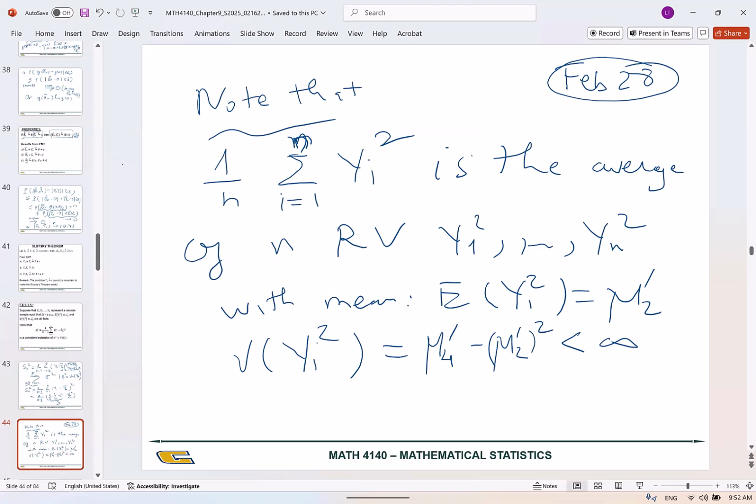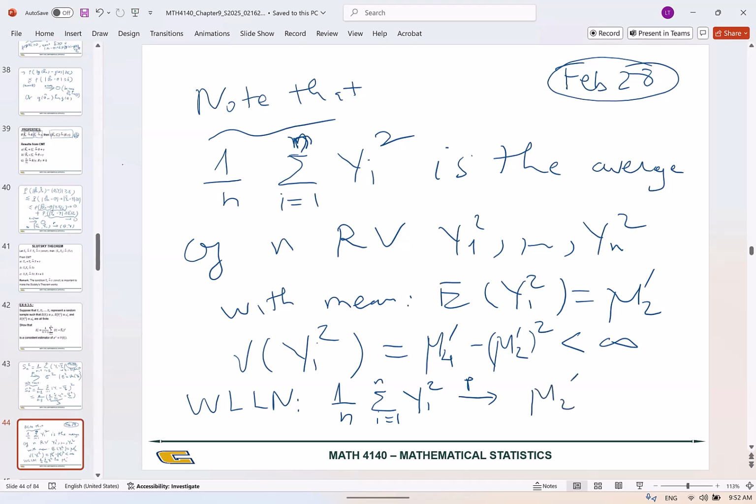So from the weak law of large numbers, it tells us this guy will converge in probability to mu2 prime, right? To its mean. So from the weak law of large numbers, we have the 1 over n sigma yi square going to mu2 prime in probability, okay.